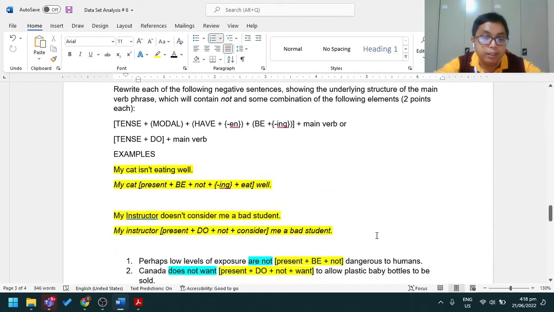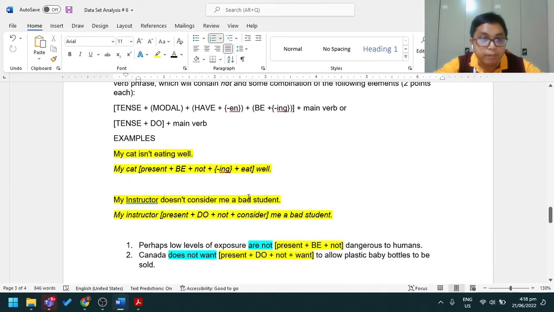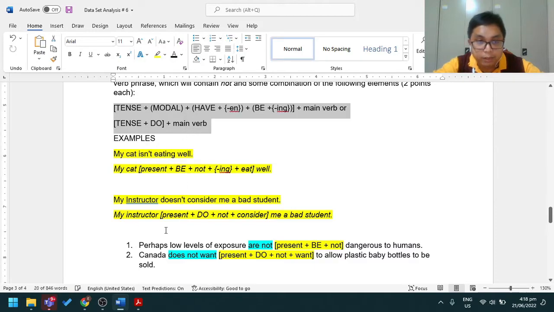And the last part, again, creating the underlying structure of the main verb phrase. Again, remember the formula here. You have, perhaps low levels of exposure are not dangerous to humans. As basic as this is, you need now to just make the underlying structure of are not. And you have present plus be, since this is a linking verb, plus not.